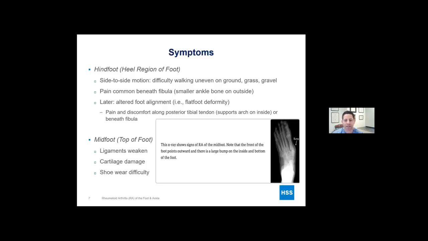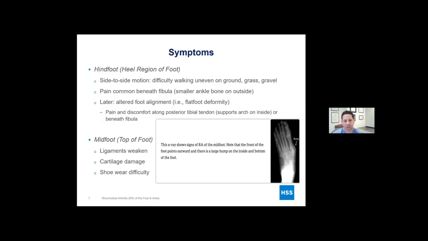As the disease progresses, the alignment of the foot may shift as the bones move out of their normal positions. This can result in flat foot deformity. Pain and discomfort may be felt along the posterior tibial tendon. This is the main tendon that supports the arch, and this is on the inner aspect of the ankle. Or it could affect the outside of the ankle beneath the fibula, and again, it's that ball that you can feel on the outside of your ankle.